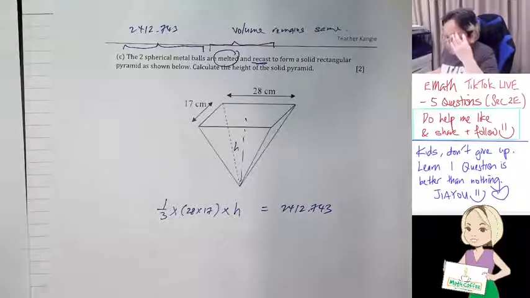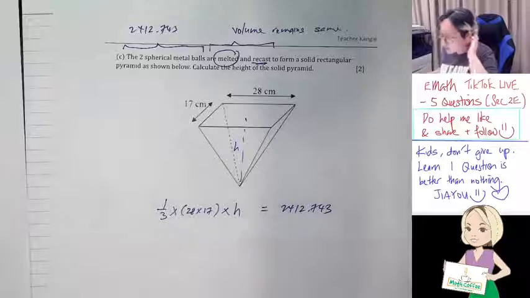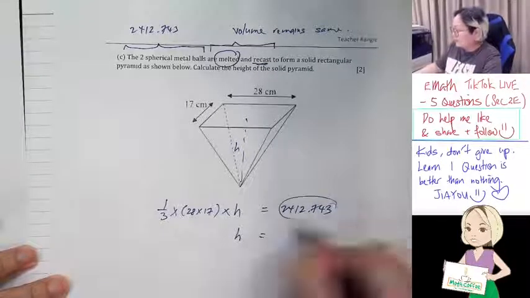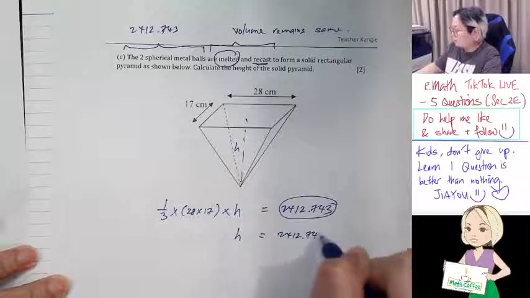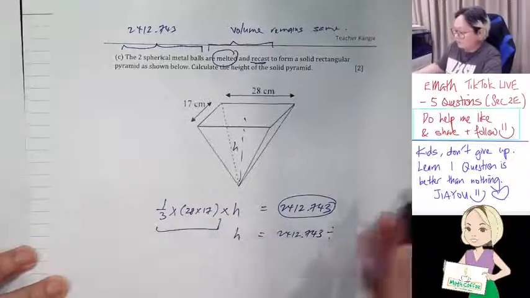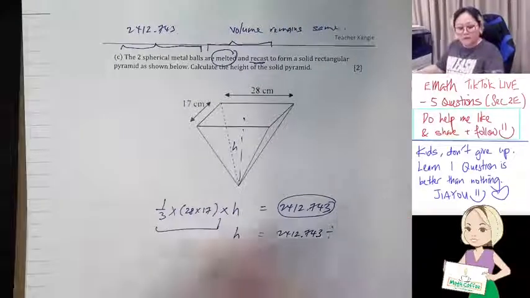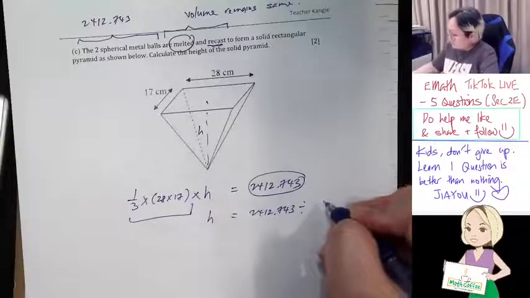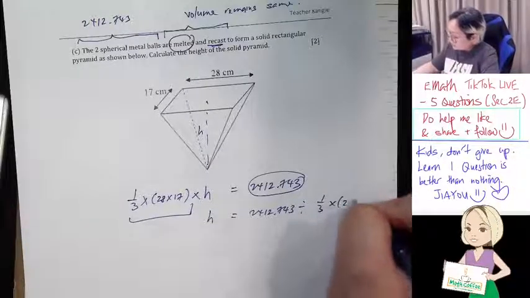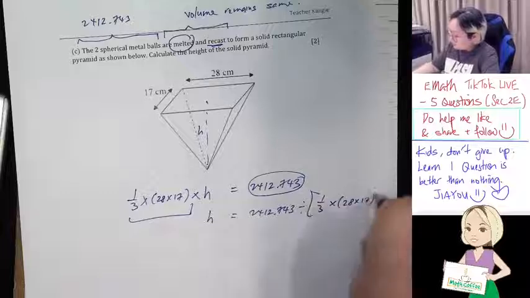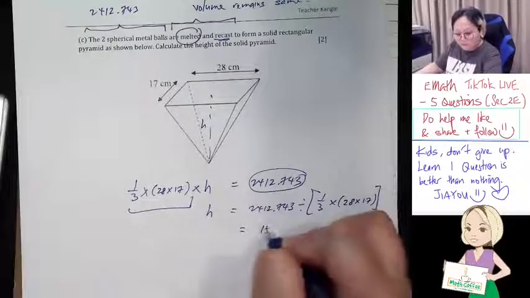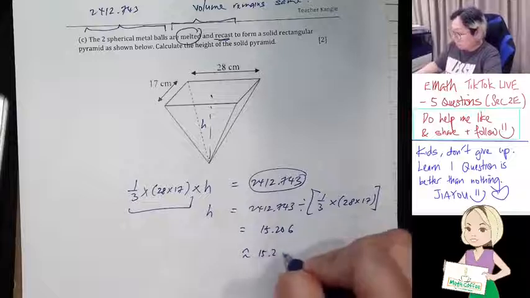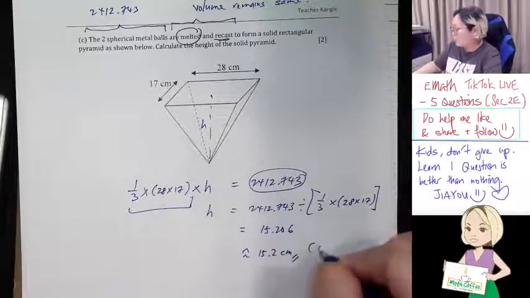Okay. So next, what we're going to do is, for the height, simply take this 2412.743 divided by this. Okay. And when I divide by 1/3 times 28 times 17, put bracket, you will get 15.206. Right, after 3SF, 15.2 cm. 3SF, done.